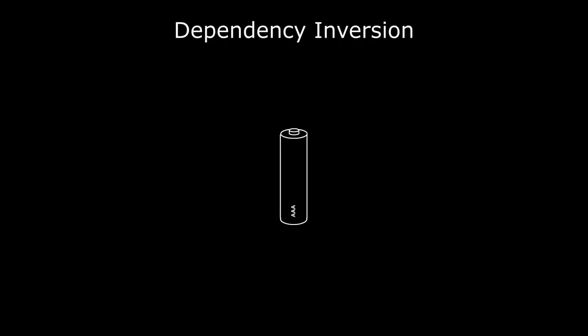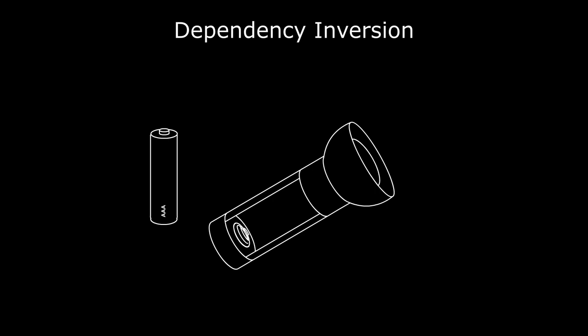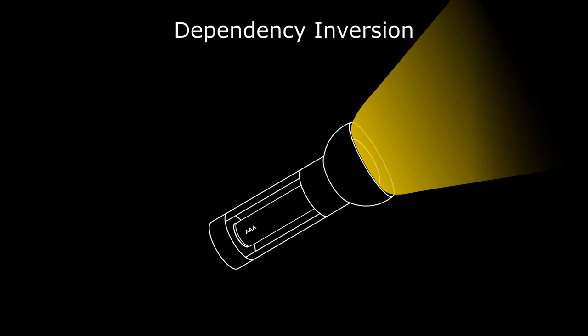Think about a AAA battery. It provides power, but it has no idea who it provides power to. The form of the battery, AAA, is its interface. The flashlight knows the battery. It implements its interface. And even though the battery knows nothing about the flashlight, the former controls the latter.